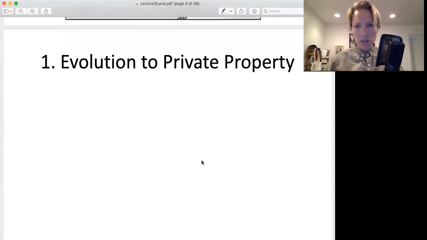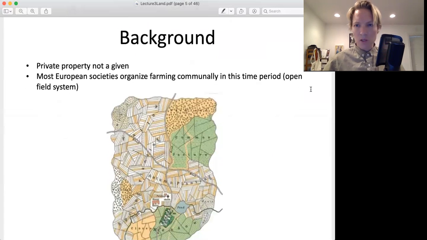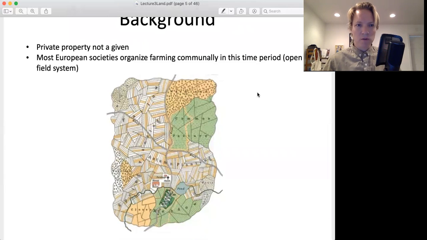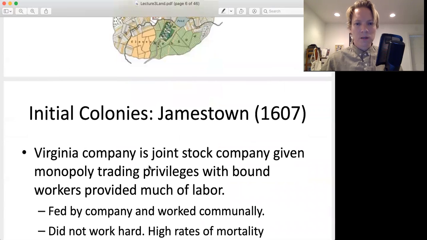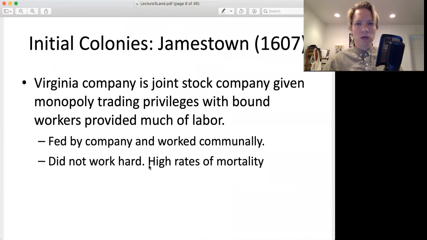All right, now initially there is this critical evolution from communal farming to private property that really increases yields. Most European farming and most pre-industrial farming is communal farming. This is what's called the open field system. Basically, these are all held in common. There's some sort of lord that takes a cut of the land. Each person has areas they're responsible for, but the yield is shared at the community level. And so many of the initial colonies follow this system.